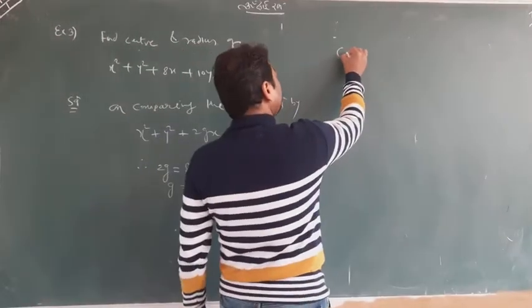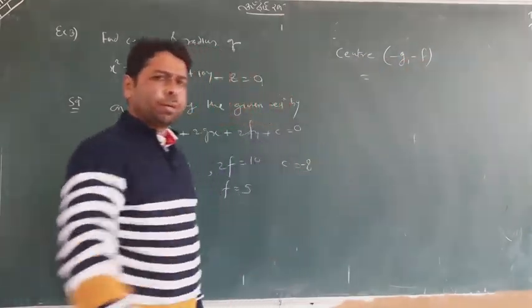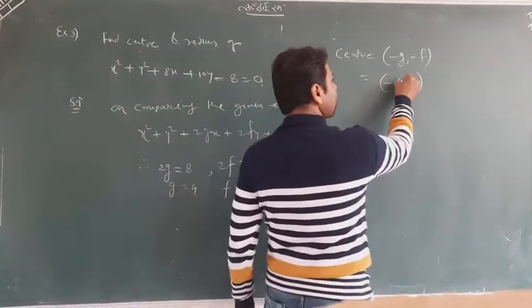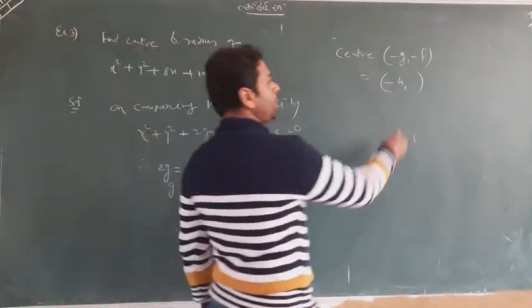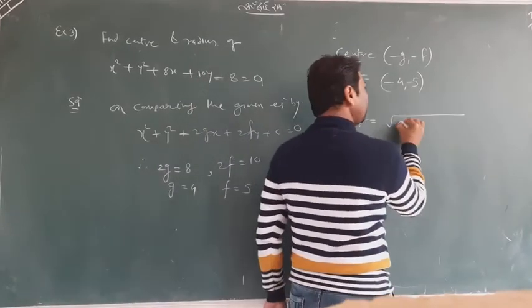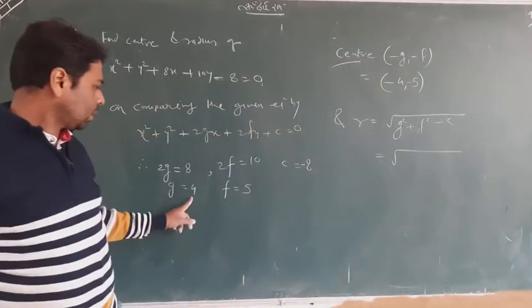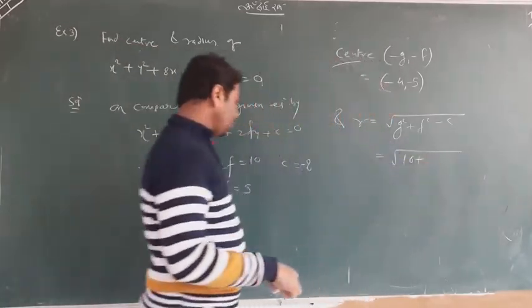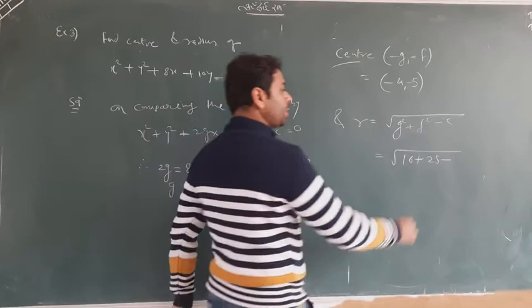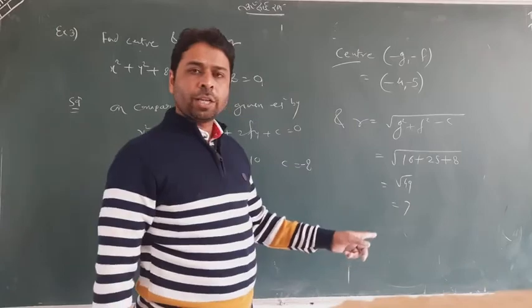Now, what do you need to find? Center. So the center was, you know, minus g and minus f. Don't write h, k. Minus g and minus f. So what is minus g? Minus 4. And what is minus f? Minus 5. This is my answer. Very easy. Center. And radius? What was the formula? Square root of g square plus f square minus c. What is g square? 16. What is f square? 25. And minus c. c was minus 8, so minus minus plus 8. So all together 49, meaning 7. This is the radius of this circle.